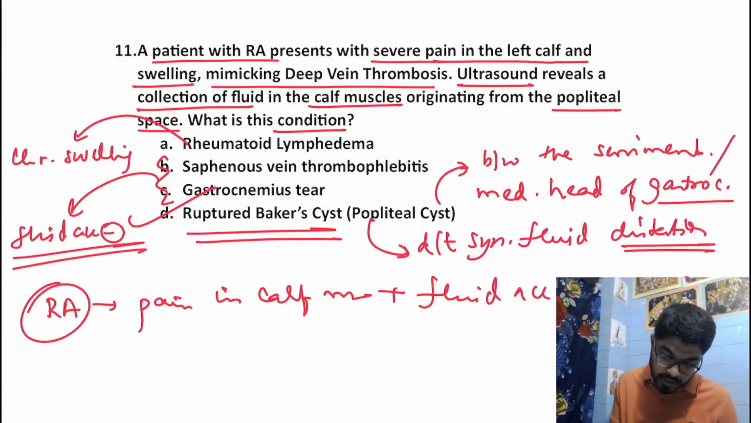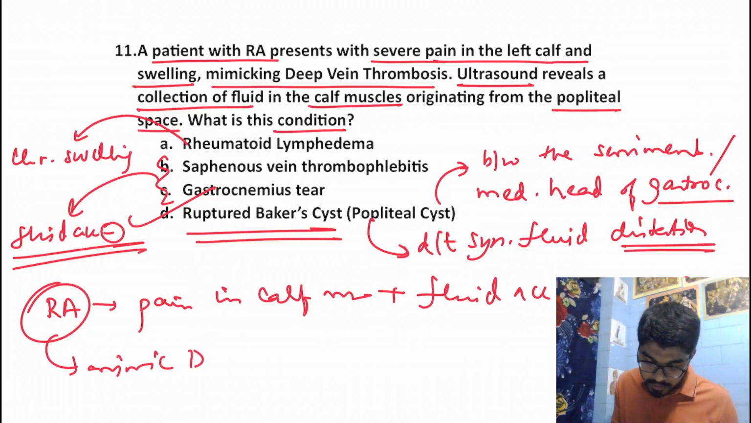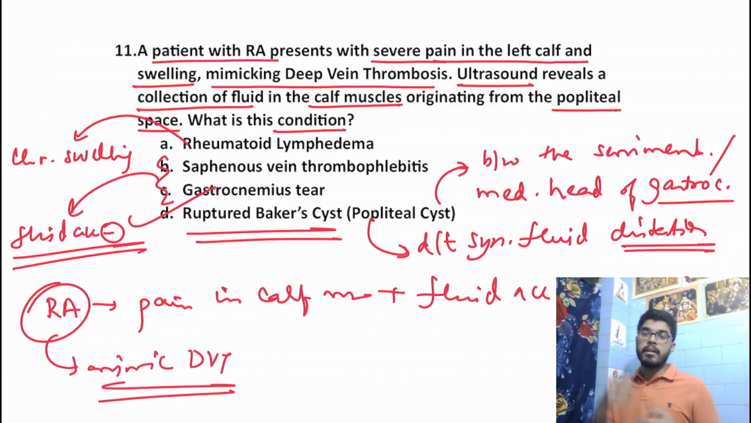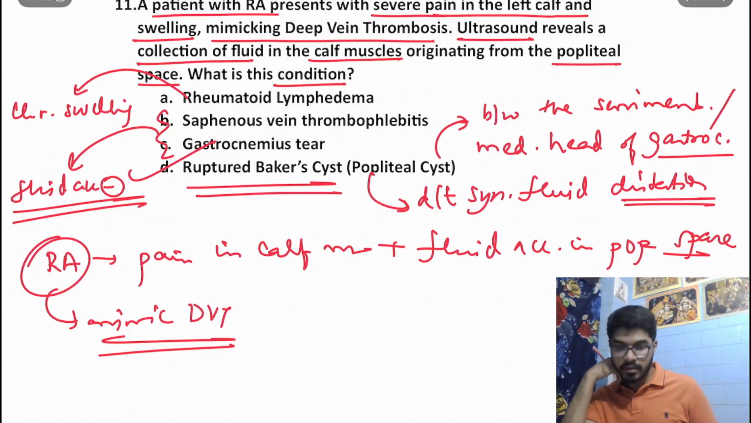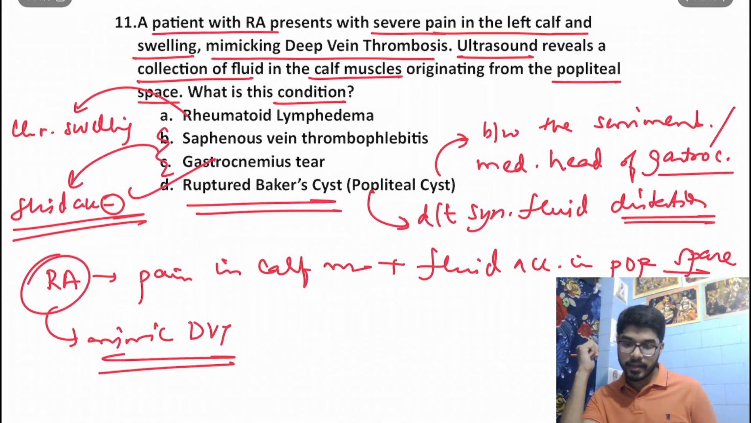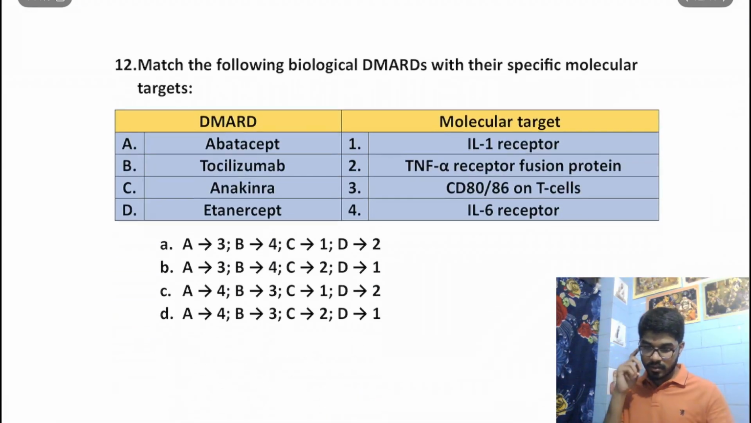And remember, this condition actually mimics DVT, right? This has also been mentioned in the question. These are characteristic presentations. Okay, so our answer would be option D, ruptured Baker cyst. Okay. Moving on to the next question.